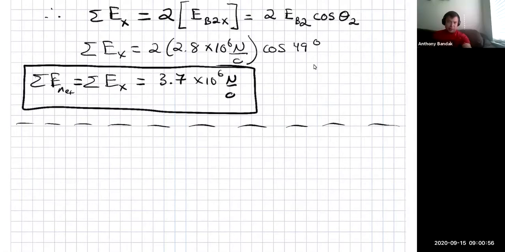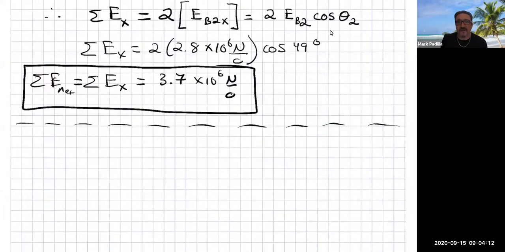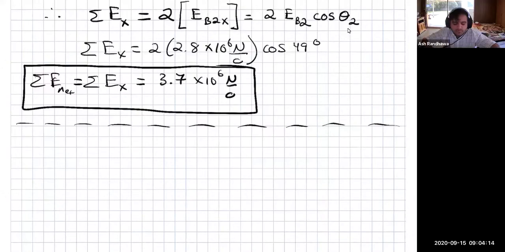I kept getting 0.86 degrees because I forgot I was in radians. I kept thinking it was that good. Okay.